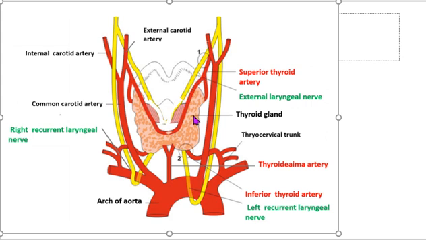Inferior thyroid artery is very close to the recurrent laryngeal nerve near the base and lower pole, you see. Therefore, during thyroidectomy, it should be ligated away from the inferior pole of the thyroid gland to avoid injury to the recurrent laryngeal nerve.